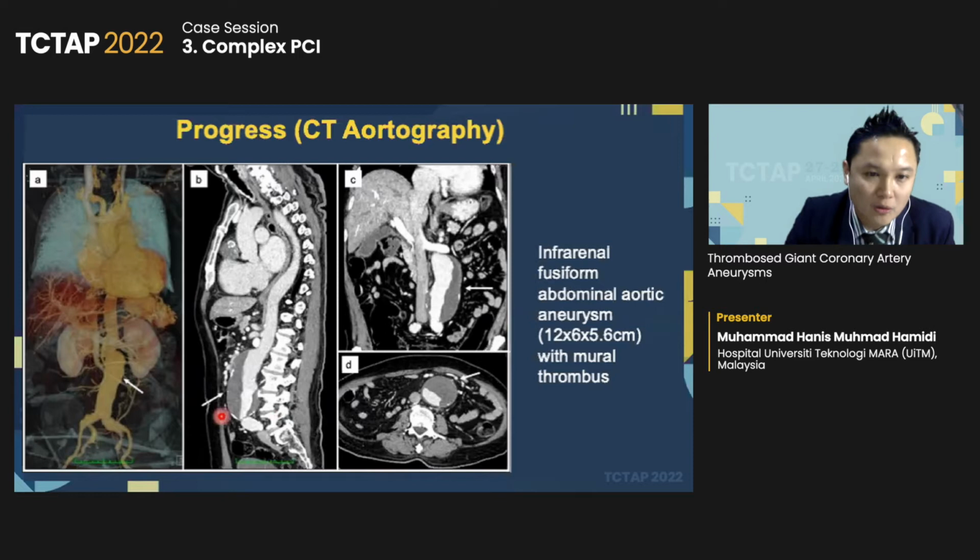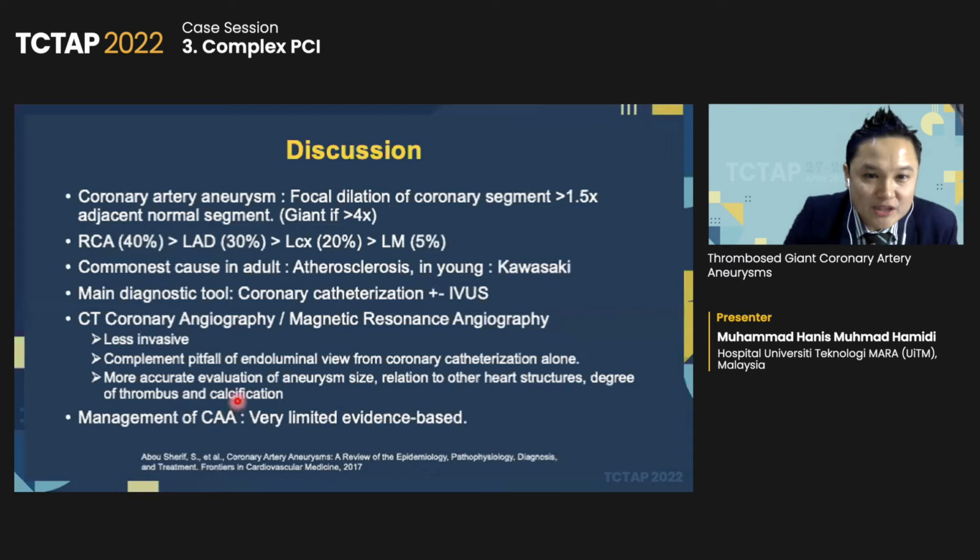A coronary artery with a diameter greater than 4 times the reference vessel diameter has been proposed as the definition for giant coronary aneurysm. Giant coronary aneurysm is rare, with a reported incidence of 0.02%. Multiple giant coronary aneurysms are even more rare. In most cases, only a single giant coronary aneurysm was reported.